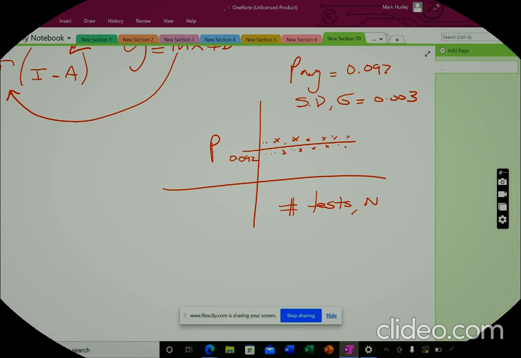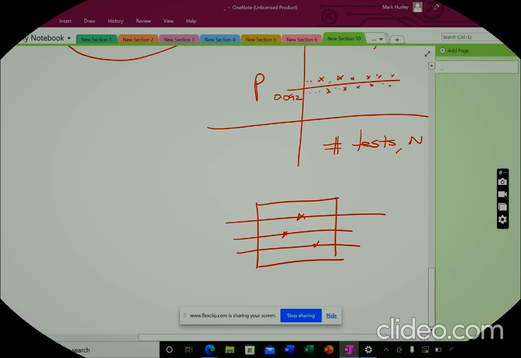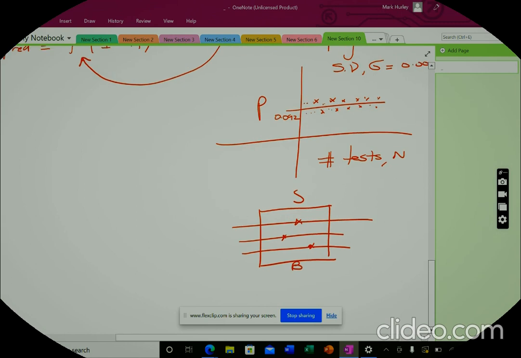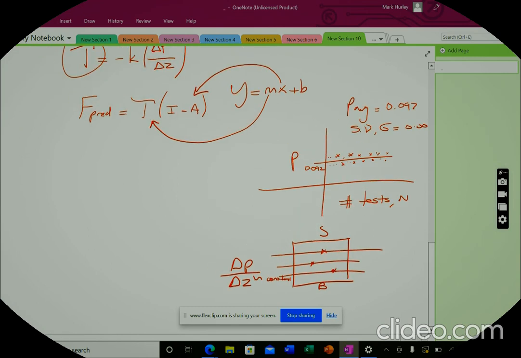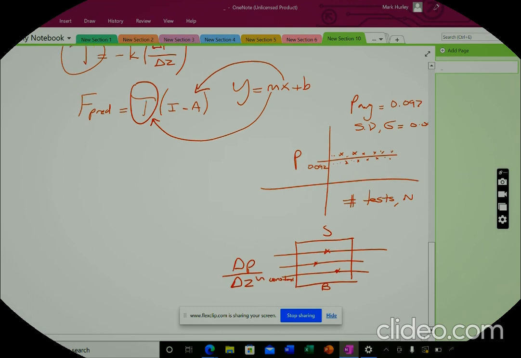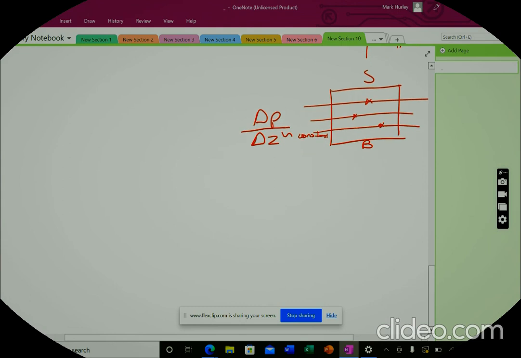And that's true per plane. So if you take a concrete slab and you cut it into slices, the proportion here or here, where this is the base and this is the surface, is relatively constant. Therefore, delta P over delta Z is approximately a constant. Okay, so that implies that the slope, tau, is approximately a constant, and that gives us a good prediction for heat flux. Now, I'm going to go over an example.